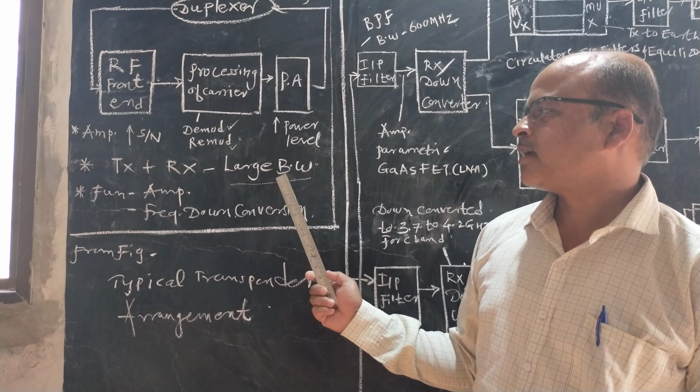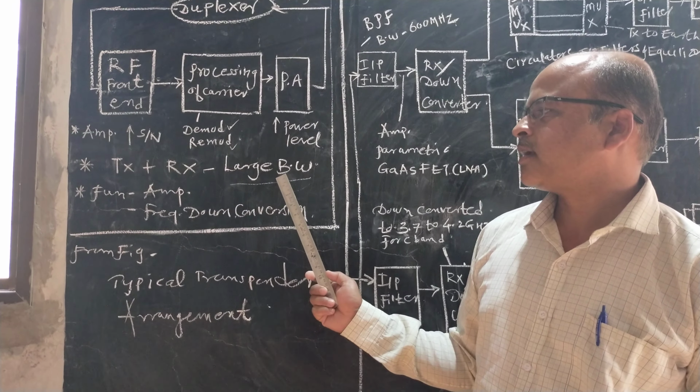So this is a typical transponder arrangement as shown in this figure. In this arrangement, as shown in this figure, it consists of an input filter, then a receiver or down converter, then an input multiplexer, then a traveling wave tube amplifier, then an output multiplexer, and then an output filter is used.